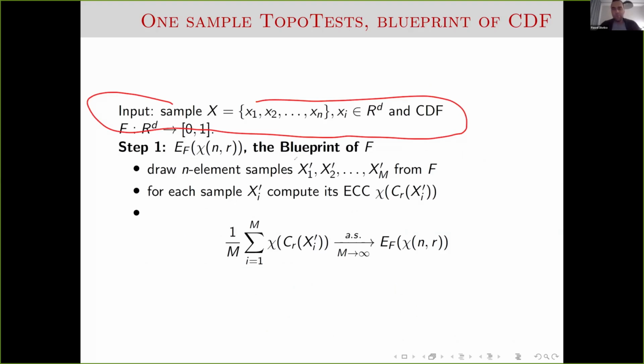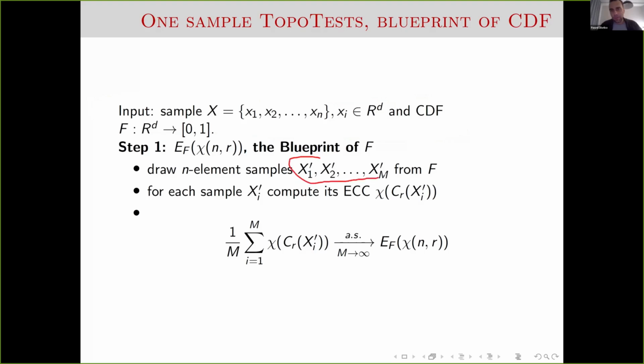In the first step, we want to understand what is the expected Euler characteristic curve of the sample of size n sampled from this cumulative distribution function. In order to get it, we are sampling some number of point clouds. For each of them, we compute the Euler characteristic curve and we average them. So that's our blueprint. This is the expected average Euler characteristic curve of the point cloud of size n.